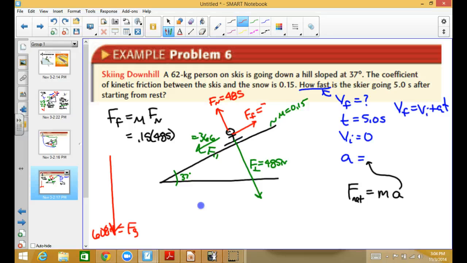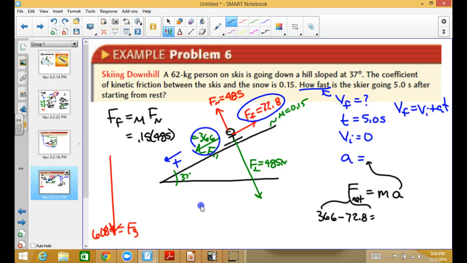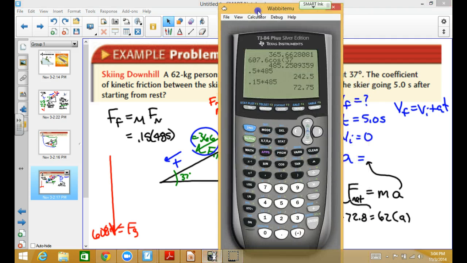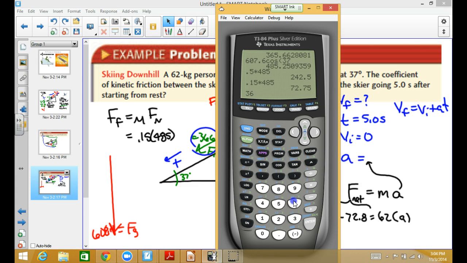Okay, gravity totally wins this battle. So my net force, I'm going to say that positive is down the hill. So it's 366 minus 72.8. The mass was 62 kilograms times my acceleration A. So then I just do 366 minus 72.8. Divide that by 62, and I get 4.7. So my acceleration is 4.7.